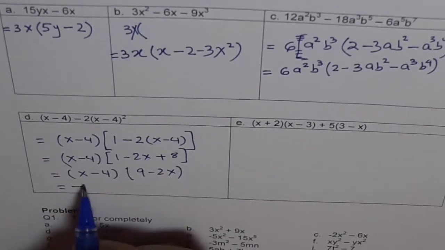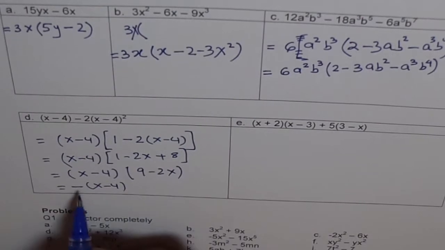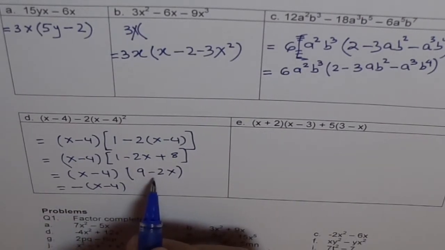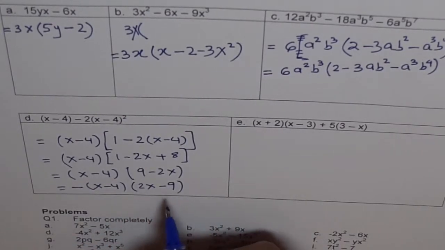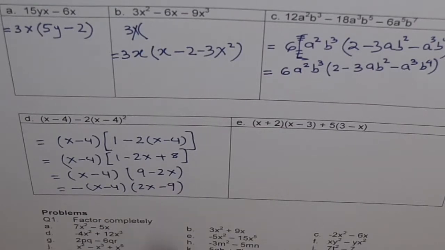So I'll write minus x minus 4. This minus is factoring minus from that factor. So when I do that, I get 2x minus 9. This is a very important step for you to understand.